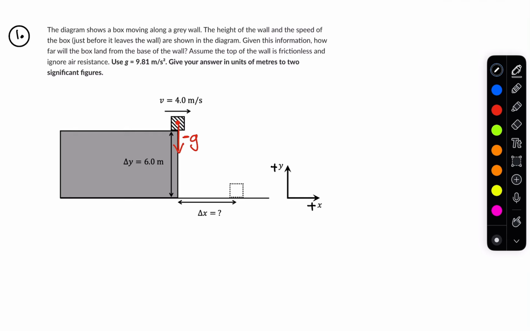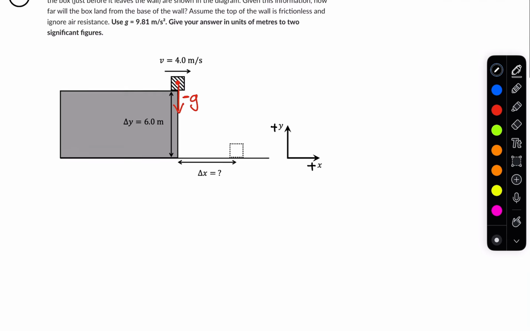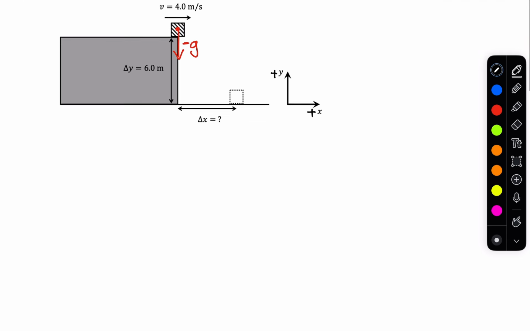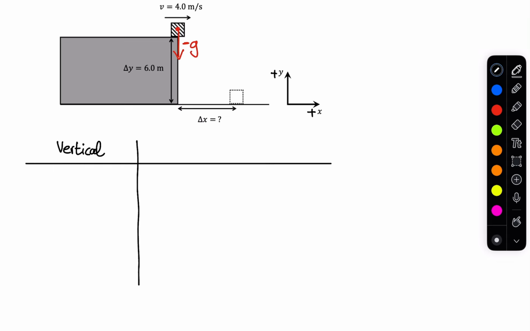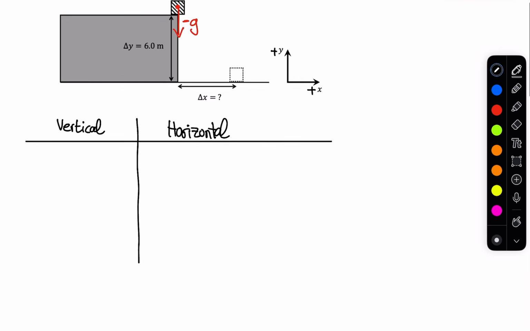Well, as acceleration is constant, we can use the constant acceleration formulas. One way to do this is to look at both vertically and horizontally and write two separate equations. We'll write what we have, what we're given, and what we need to find.